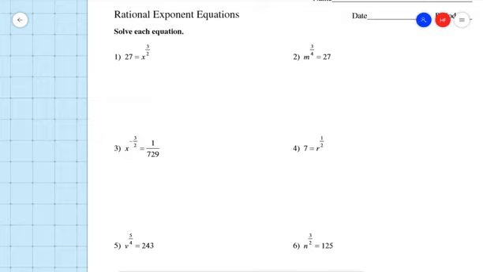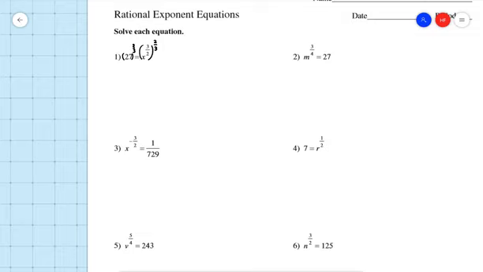So on number 1, where I see 27 equals x to the power of 3 over 2, in order to undo that power, I'm going to take that whole thing to the reciprocal power, because I know that anything times its reciprocal is 1. So when I take a power to a power, remember that we're going to multiply those powers together. So 3/2 times 2/3 is 1.